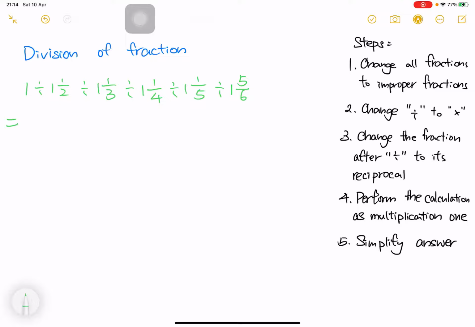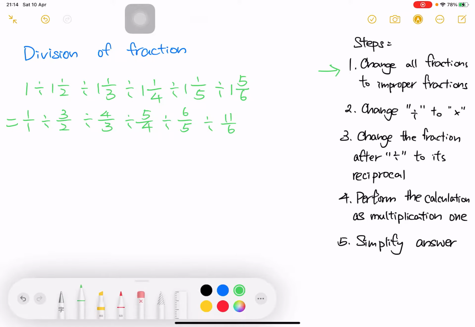The first step, they are the same, which is you have to change all the fractions to improper fractions. Like there's a 1, and I change it to an improper fraction, so I will change it to 1 over 1. And then divided by 3 over 2, divided by 4 over 3, divided by 5 over 4, divided by 6 over 5, divided by 11 over 6. Alright, that's the first step that I need to do: change all the fractions to improper fractions.